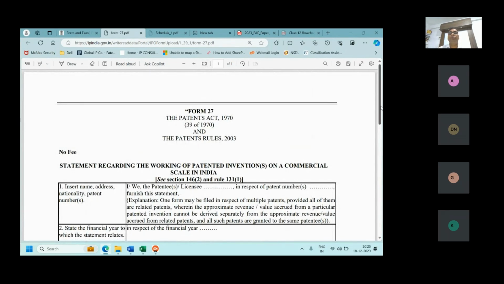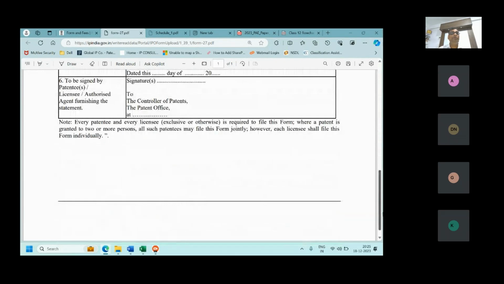Nowadays, they also go for this. Every patentee, every licensee, exclusive or otherwise, is required to file this form. Where a patent is granted to 2 or more persons, all such patentees may file this form jointly. That means jointly all patentees, not only one. All such patentees may file this form jointly. However, each licensee shall file the form individually. The patentees in one, all patentees in one, and licensee separate.